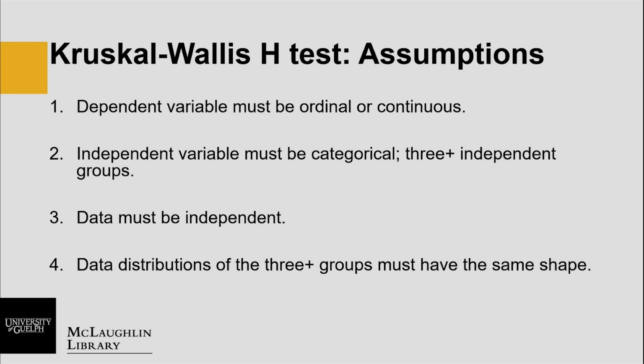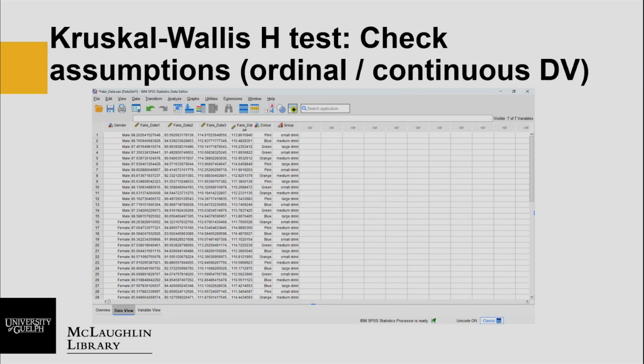Let's go. So our first assumption is that the dependent variable you are using must be ordinal or continuous. Here, if we look at fake data 1, we can see this has a range of values. It's got some decimals. It's a giveaway that this is a continuous variable. So we've passed assumption 1.